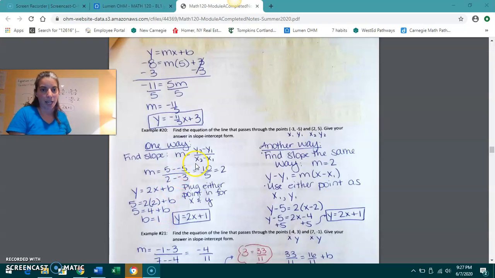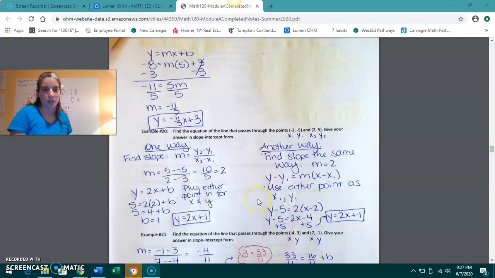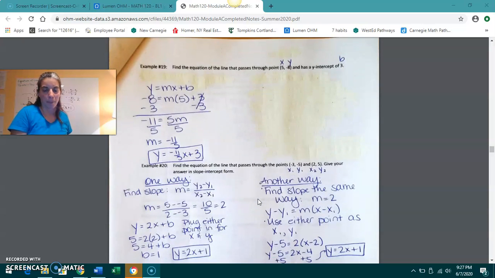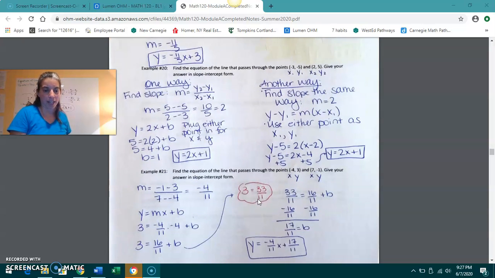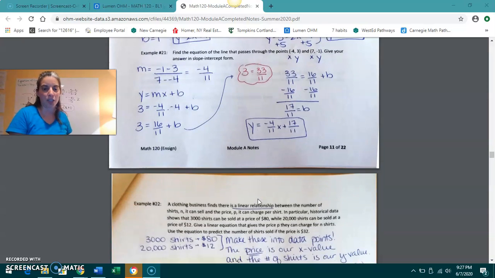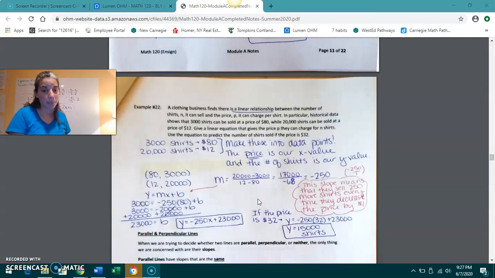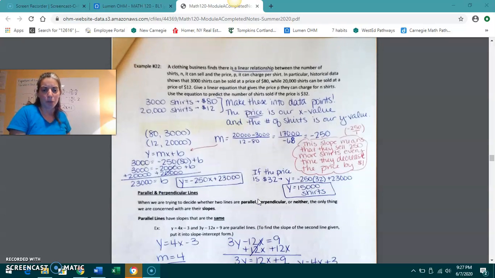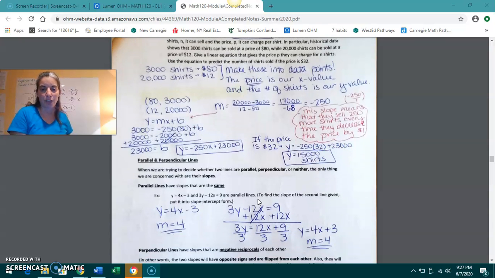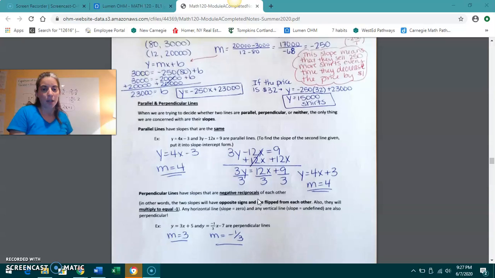Okay, so anytime we have, so 19, 20, 21 all ask for the same idea, for finding that equation. When you're finding the equation of a line and you're giving it in slope-intercept form, then you always want to think of that y equals mx plus b. Number 22 is like a word problem. I'll let you look at that. Again, if you have questions, let me know.